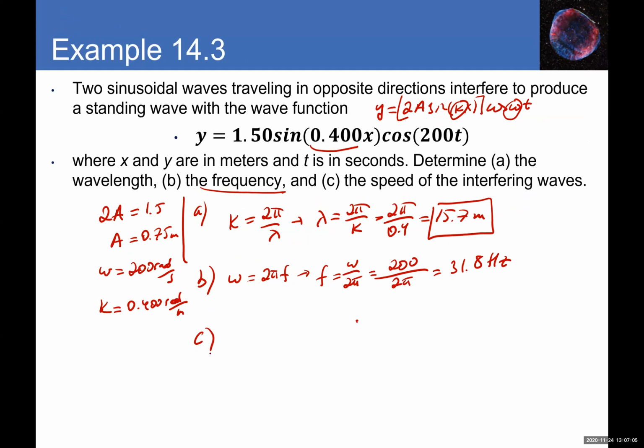All right. Part C, it says, what is the speed of the interfering wave? Now I can do it in a number of ways, right? I can say speed is equal to wavelength times frequency, or it's equal to the angular frequency over the wave number. Any of those can work, and you just do whichever you want. For example, probably the easiest one is the second one, which is omega over k. So it's 200 over 0.4. So we get 500 meters per second. Okay, that's basically the speed of the interfering waves.